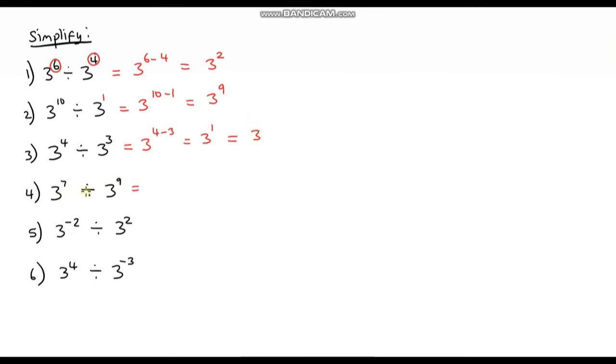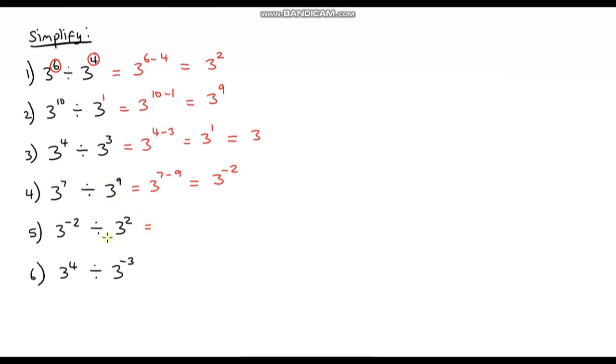Question 4, let's do the same thing. So we're going to subtract our indices. So 7 minus 9. And 7 minus 9 is negative 2. So it's 3 to the power negative 2. And just be really careful with this one. A lot of people might have put just 2. We always do this index minus this index. It's always in this order.